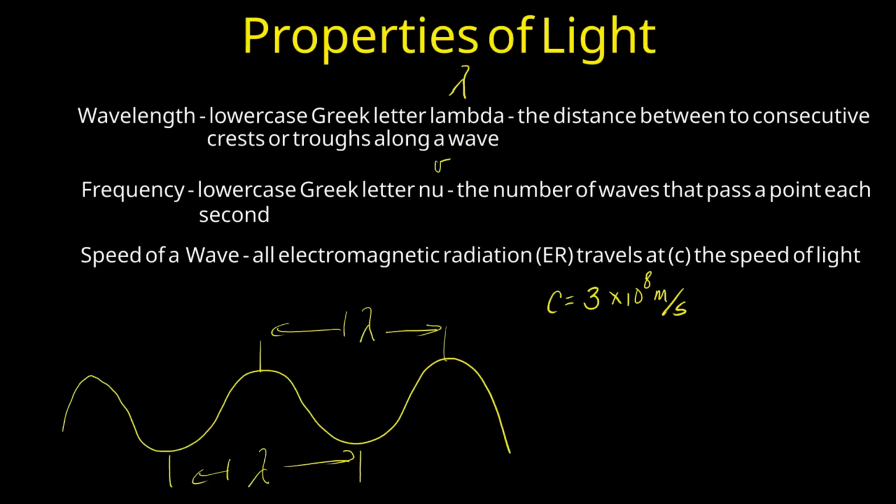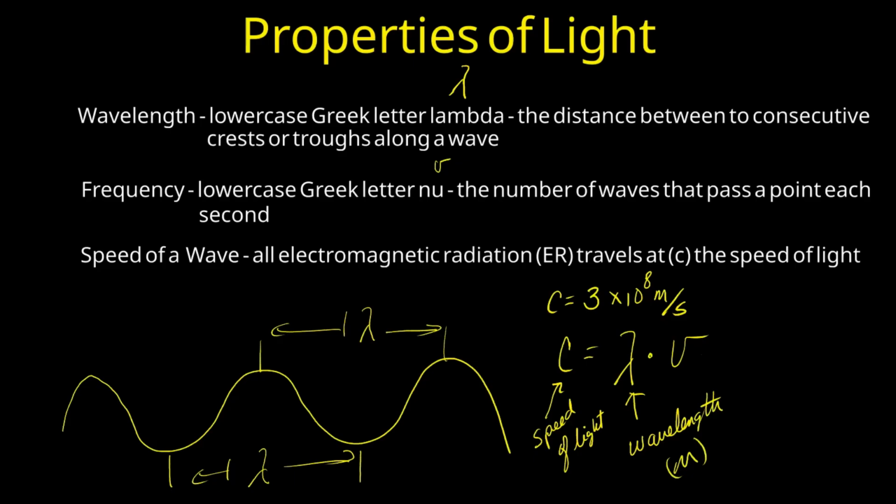Okay, we have a relationship where c equals lambda times nu. So the speed of light is equal to the wavelength times the frequency. So this is speed of light, wavelength in meters, frequency can be measured in hertz, waves per second, or simply seconds to the negative first power.